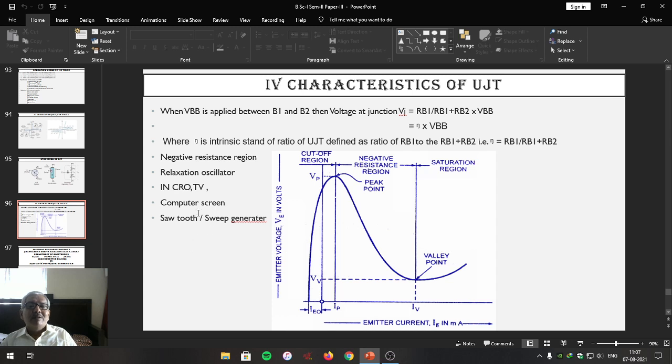Friends, it is peculiarly used as a sawtooth oscillator. You might be seeing the saw, a device that cuts wood. The shape of the waveform generated is like a sawtooth.